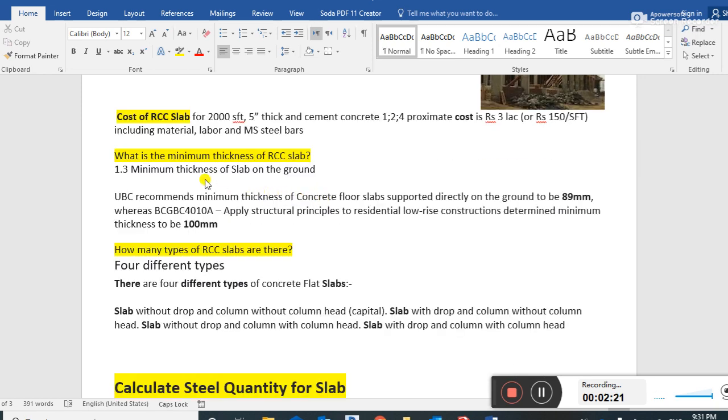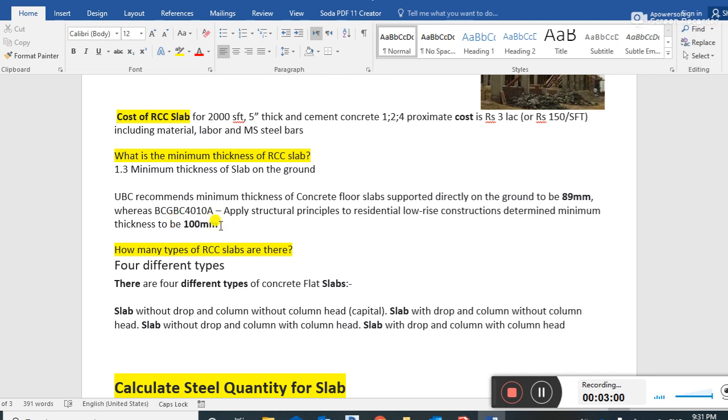Guys, what is the minimum thickness of RCC slab? A minimum thickness of slab on the ground. UBS recommends minimum thickness of concrete floor slab supported directly on the ground to be 89 mm, whereas BCGA 4010A, applying structural principles to residential low-rise construction, determined minimum thickness to be 100 mm.